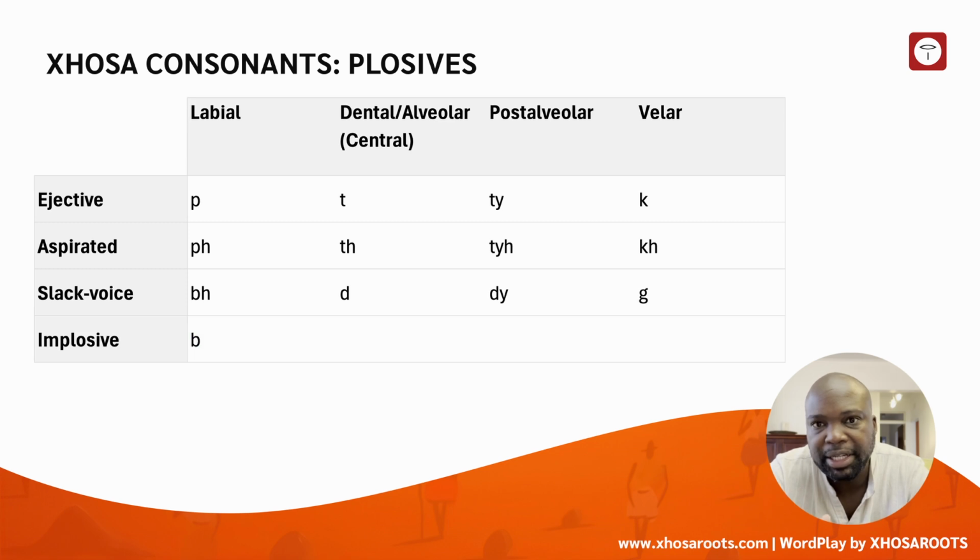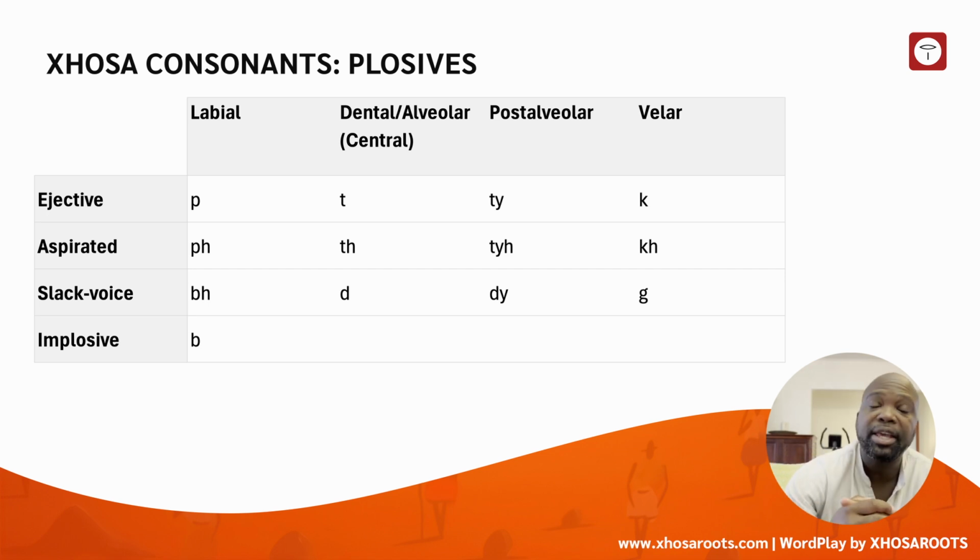It's the same for the dental as well. We have ejective, aspirated, and slack voice. We don't have implosives for any of the other types, and you'll see why, or at least you can understand why. So let's look at these. Let's look at the bilabials first, the plosive bilabials.